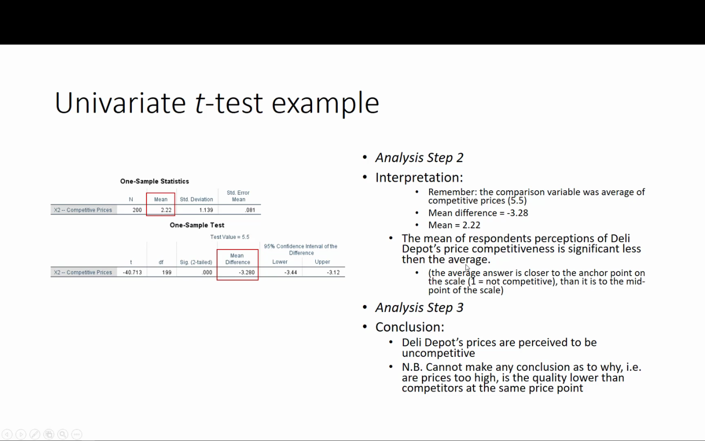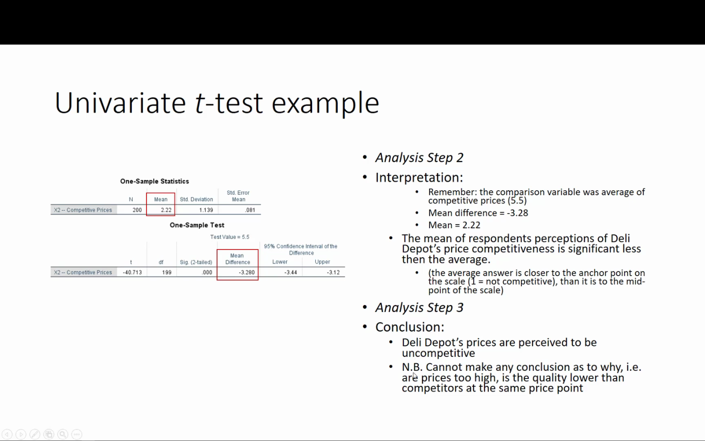So what we can say here is that the mean of respondents' perceptions of Delhi Depot's price competitiveness is significantly less than the average. Or we could say the average answer is closer to the anchor point on the scale. So it's closer to being 1, not competitive, than it actually is to the midpoint on the scale. So the conclusion we can draw from this is that Delhi Depot's prices are perceived to be uncompetitive.